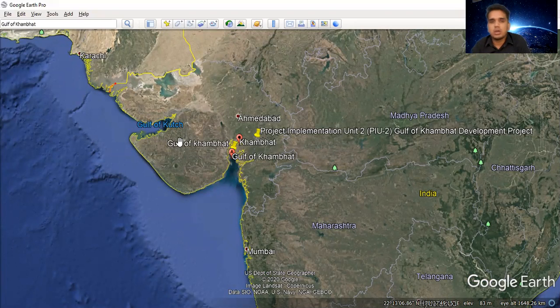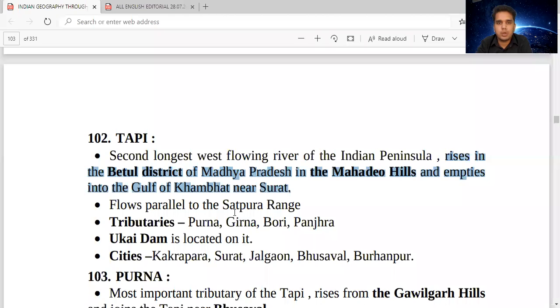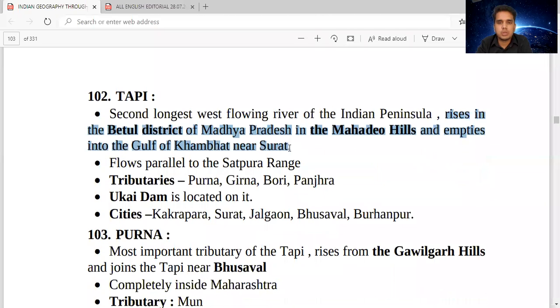Kutch. So the ch sound they always miss. Google also misses it. Gulf of Khambat and Gulf of Kutch, both of these gulfs are very important. Just remember them. Gulf of Khambat near Surat.